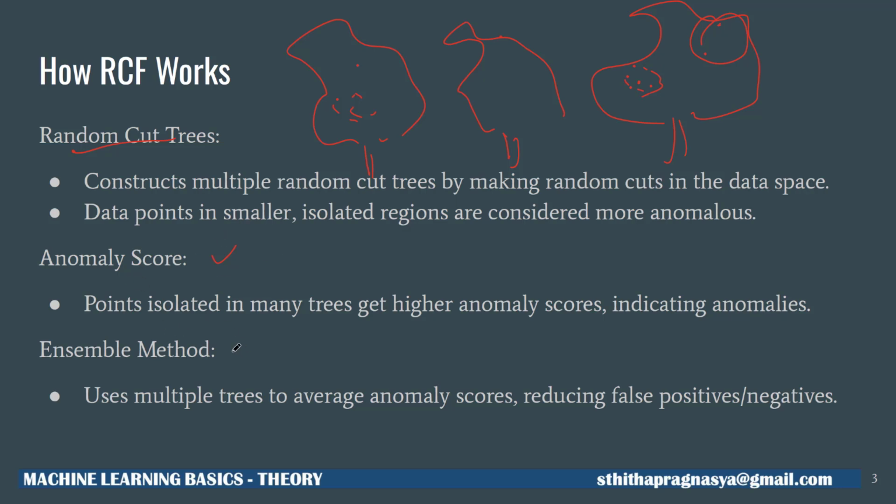That's the anomaly score. Then the ensemble method, the forest of trees. Now, obviously, if you have many trees, then you will call it a forest. These trees provide a robust mechanism for detecting anomalies by averaging the anomaly scores across all trees, reducing the likelihood of false positives or false negatives.